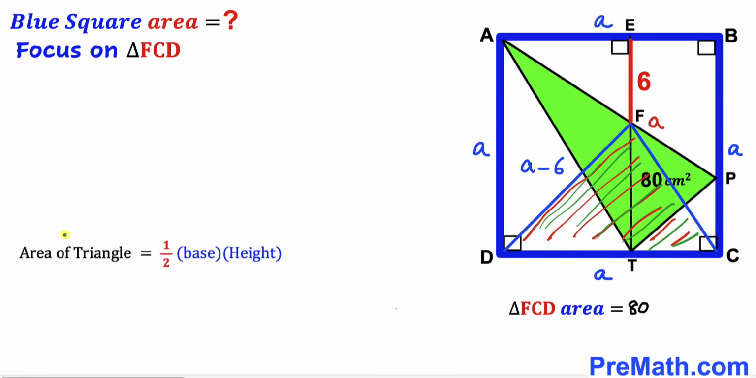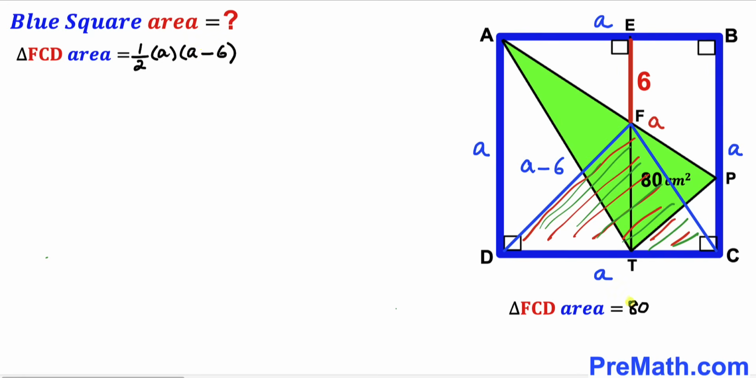And now let's recall the area of a triangle formula. Area is always equal to a half times base times the height. So therefore our triangle FCD area is going to be a half times the base, lowercase a, and the height of the triangle, lowercase a minus 6. However, we know that the triangle FCD area is 80. So I'm going to substitute the area of this triangle FCD on the left hand side by 80 centimeter square, as you can see in this next step.